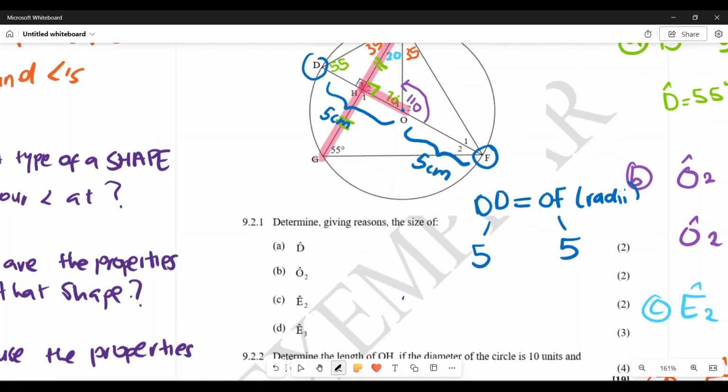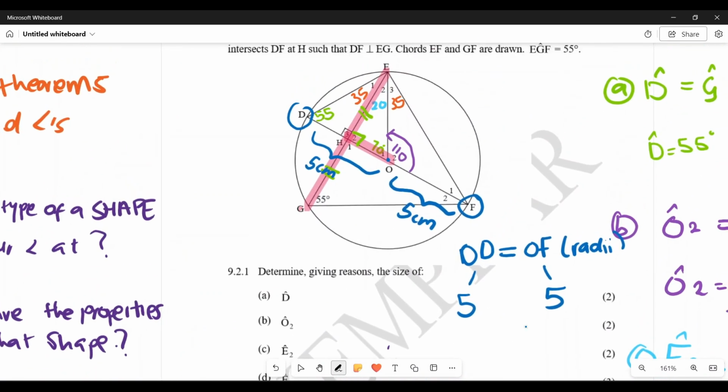right? Now, also, I have another radius. What is my other radius? My radii, it's OE, because this is line from center to circumference, right? So let me try and erase these values here, the angles that I have here.